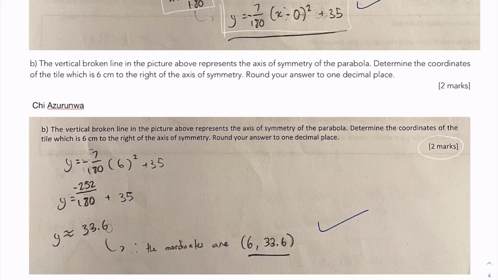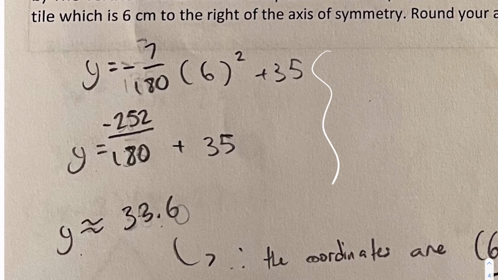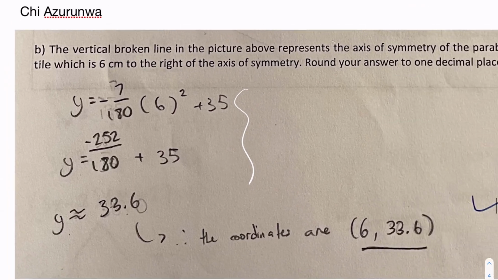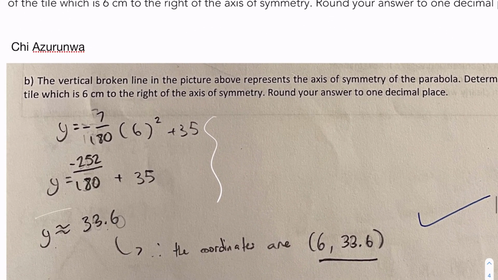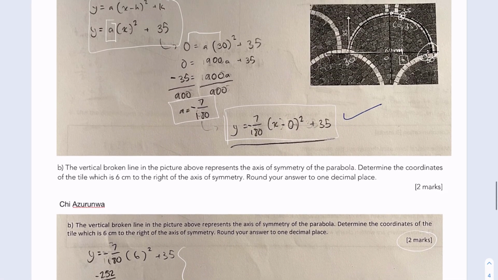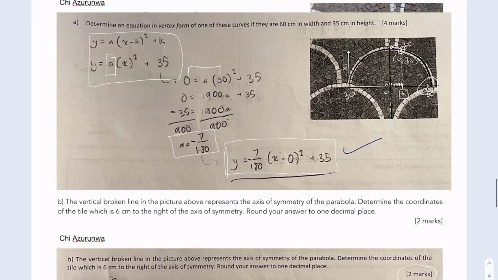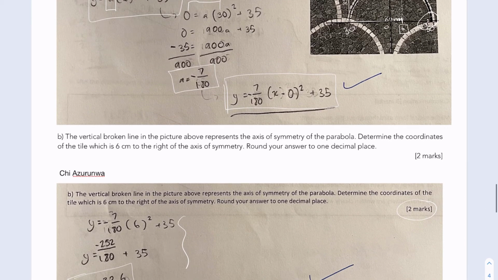It's only 2 marks. So by plugging the 6 in, squaring it, multiplying by -7 over 180, adding 35, that gives an approximate answer of 33.6. Again, you could have put that in a fraction, but decimal's fine here as well. So there is the first application question for the Unit 2 test. Let's take a look at the last one now.